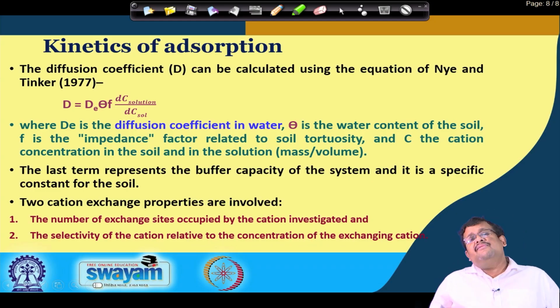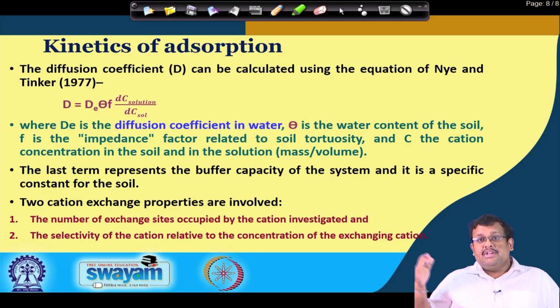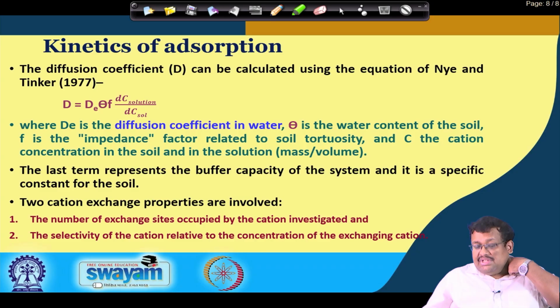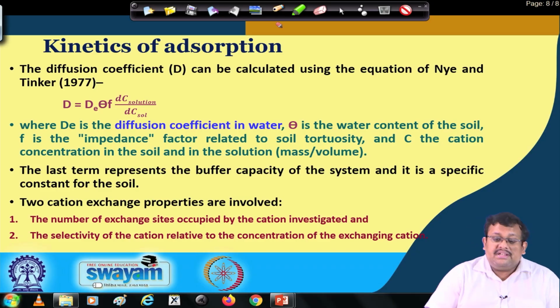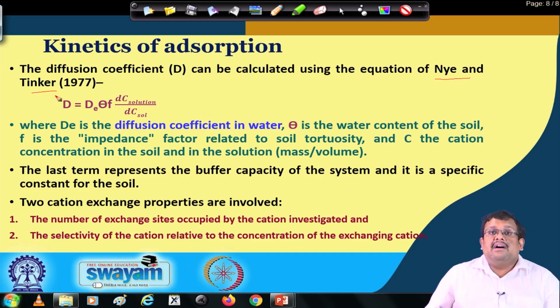Now, if we look at the kinetics of adsorption, obviously we need to know the mathematical expression of the diffusion coefficient. We have just seen that the diffusion coefficient plays an important role in the desorption and movement of the cations from the external surface of the clay particles and clay minerals to the bulk solution. This diffusion coefficient, denoted by D, can be calculated using the equation of Nye and Tinker, these two scientists.